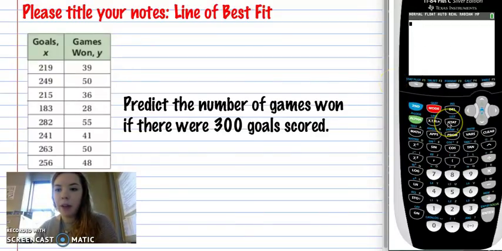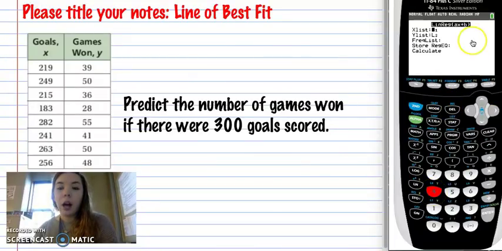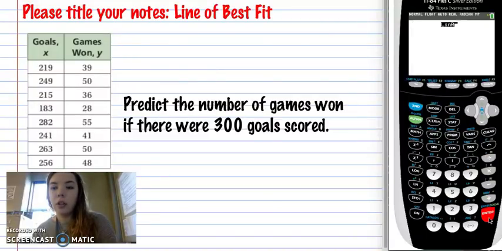Then I'm going to go back to statistics, back to Stat, and then I need to get over to Calc. So I'm going to right arrow over. And then I want the fourth one, linear regression. So click 4 from here. On this screen, we don't need to change anything. We just want to go down to calculate and hit enter. And this is going to show us the equation of our line.